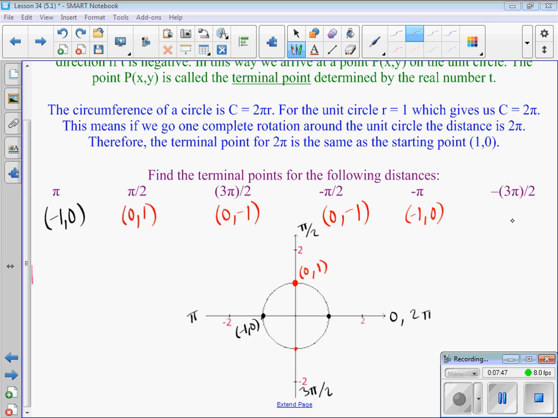So what do we get for -3 pi over 2? 0, 1. Okay, because for -3 pi over 2, I go clockwise 3 pi over 2, so I end up here at 0, 1.